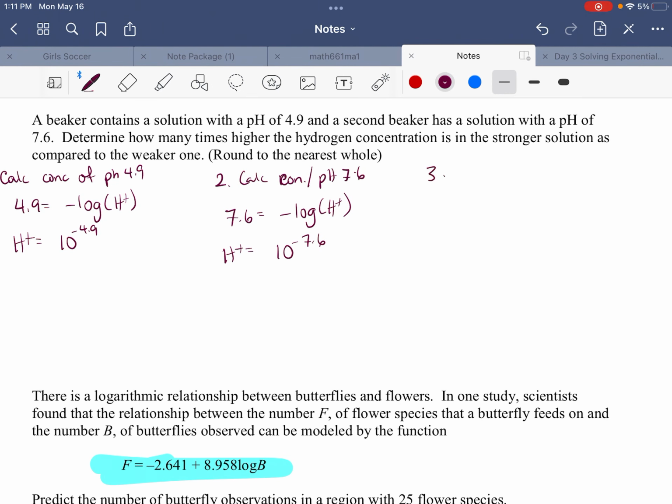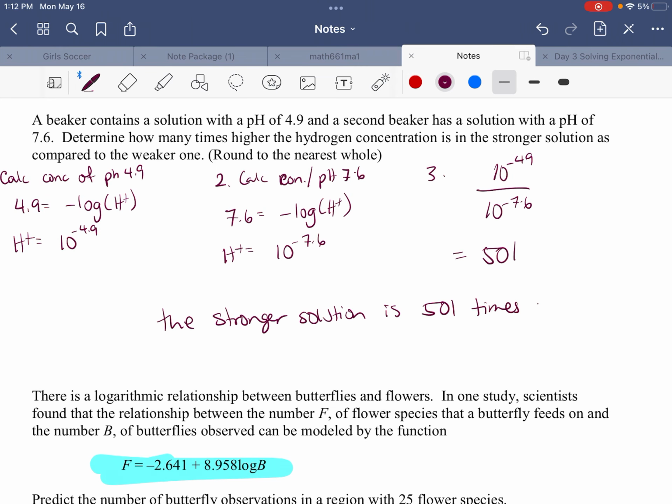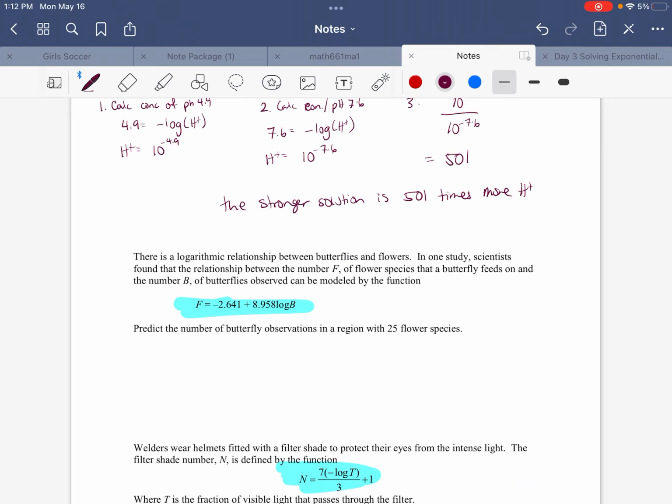Now to finally calculate how many times higher it is, you take the 10 to the negative 4.9 and divide that by 10 to the negative 7.6, and you actually end up with 501, which means the stronger solution has 501 times more hydrogen concentration. All right, 2 more questions.